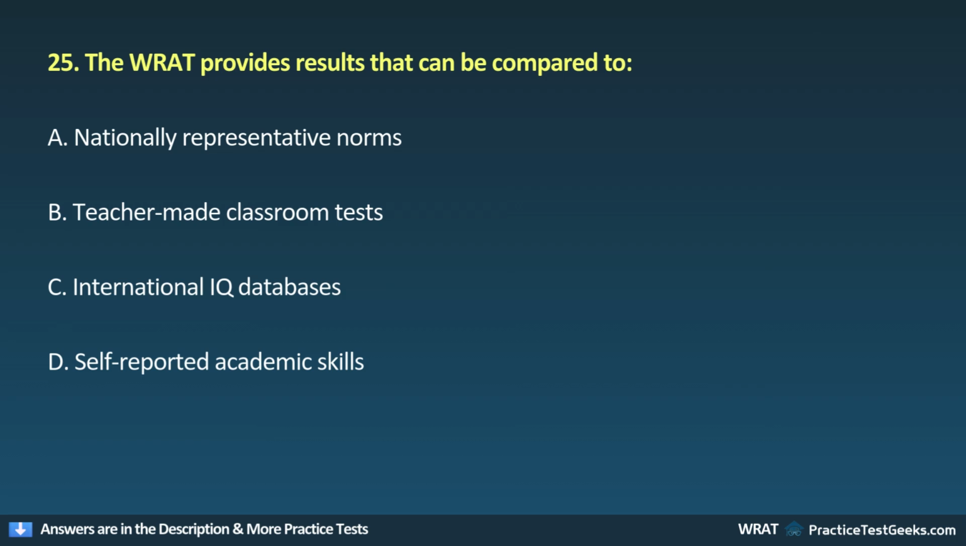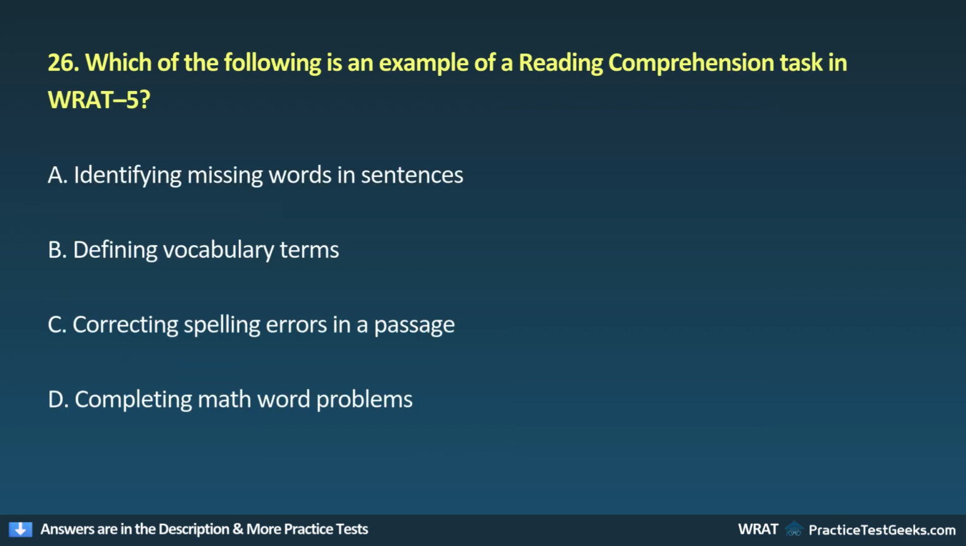25. The WRAT provides results that can be compared to: A. Nationally representative norms. B. Teacher-made classroom tests. C. International IQ databases. D. Self-reported academic skills.